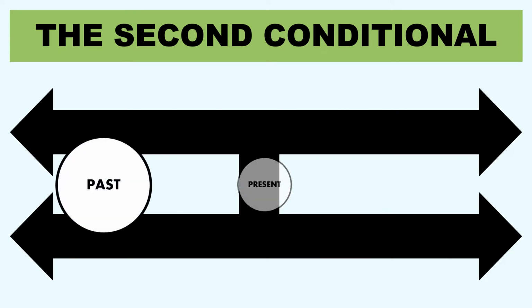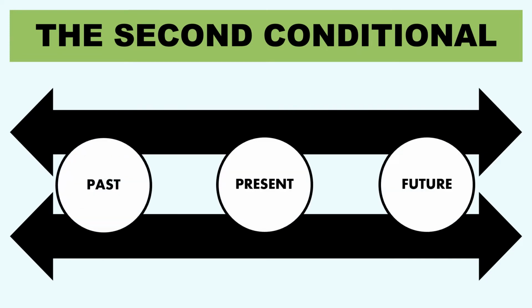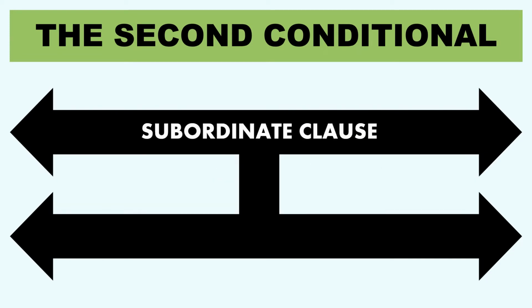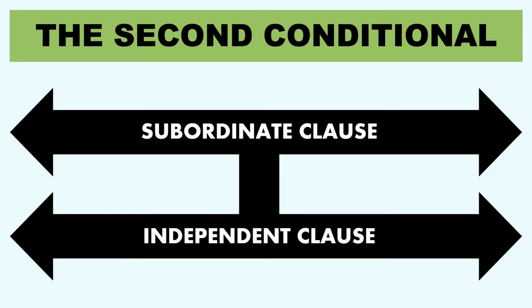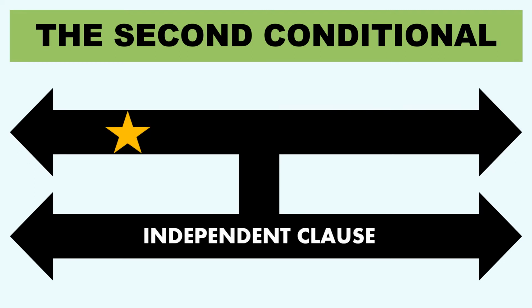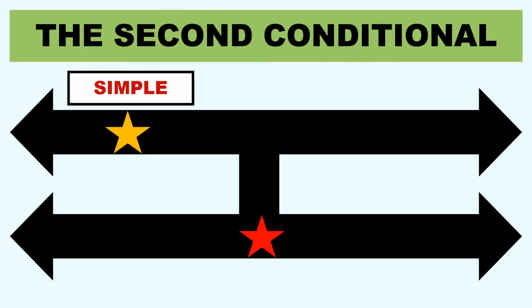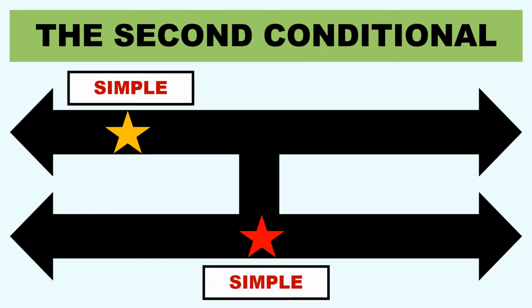Now, let's see what that second conditional tense looks like on our timeline. We got the past, present, future. We got our subordinate clause. We got our independent clause. In the past, we're going to have that subordinate element, an imagined or unrealistic scenario, and it will be in simple past. That's going to have an impact on a present event, a simple present event. So again, that past event impacting directly the outcome of that present event.